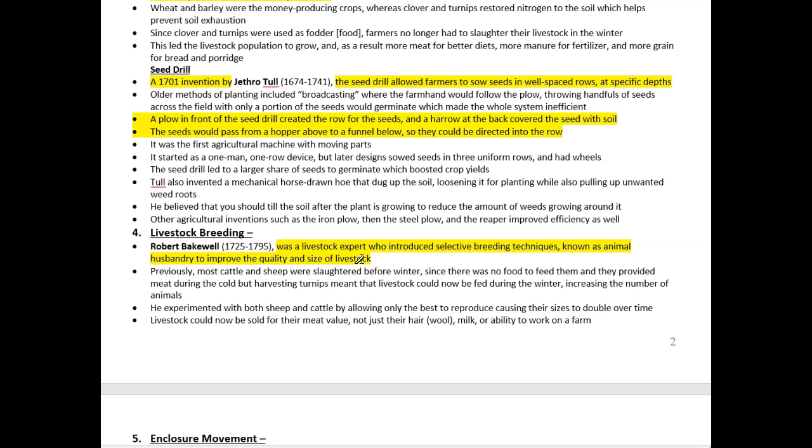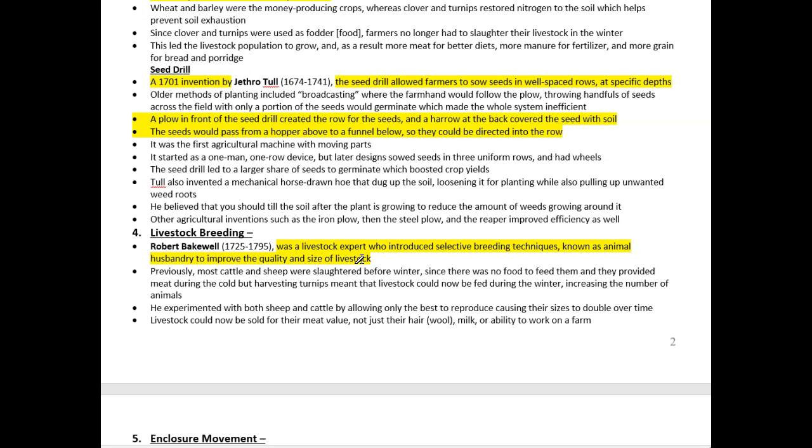Previously, most cattle and sheep were slaughtered before winter, since there was no food to feed them, and they provided meat during the cold. But harvesting turnips meant that livestock could now be fed during the winter, increasing the number of animals. He experimented with both sheep and cattle by allowing only the best to reproduce, causing their sizes to double over time.